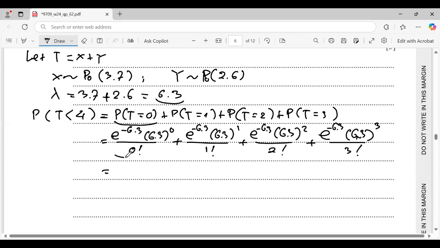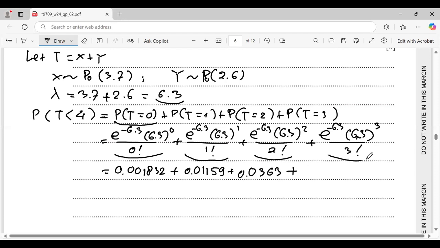And if you compute this part, the result is 0.001832. If you compute this part, the result is 0.01159. If you compute this part, 0.0363. If you compute this part, it is 0.0763. So the total is 0.126.